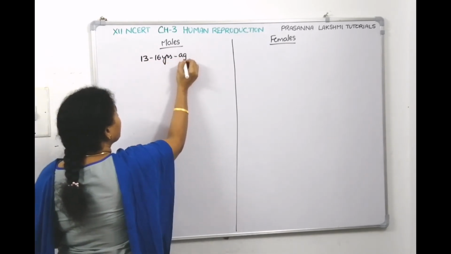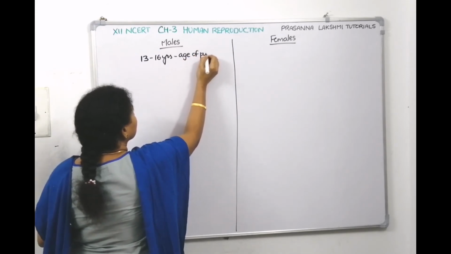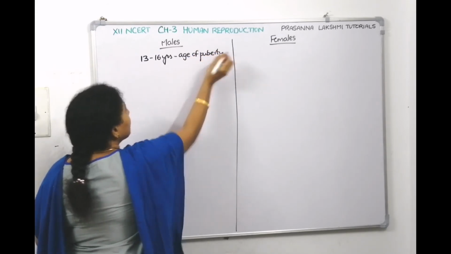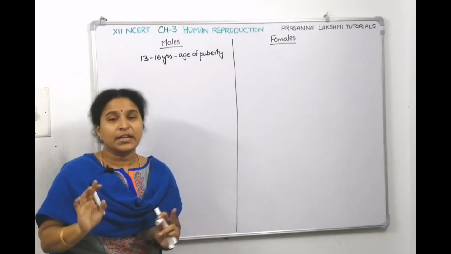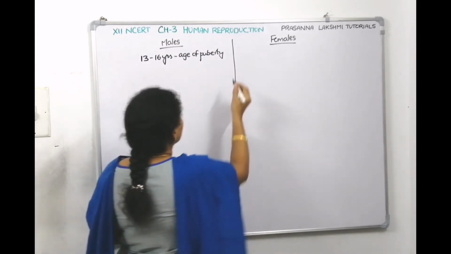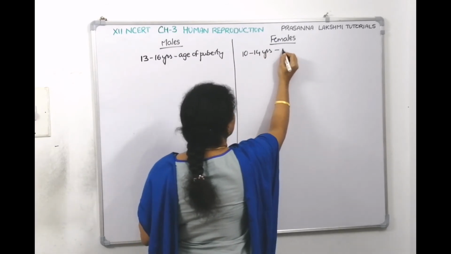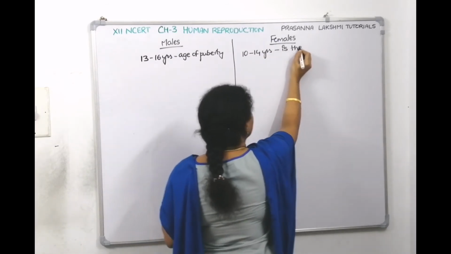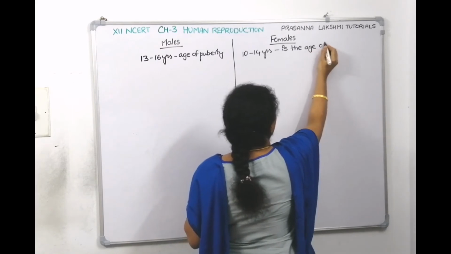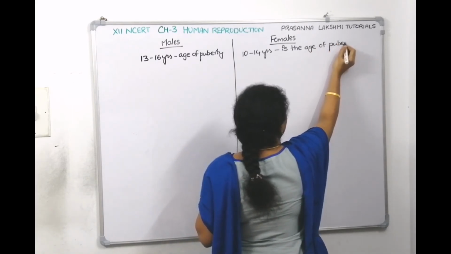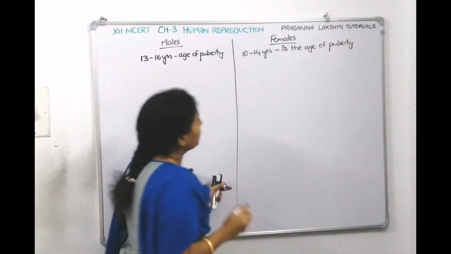This is the age of puberty in boys. Whereas in girls, it is 10 to 14 years. It means at 10 years itself, they might get their sexual maturity. 10 to 14 years is the age of puberty in girls.